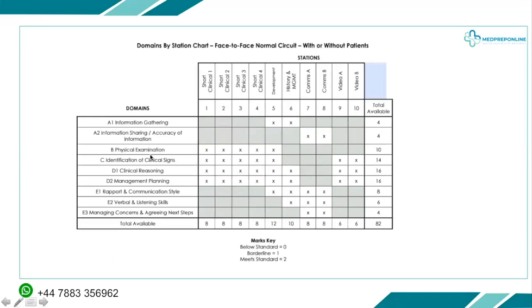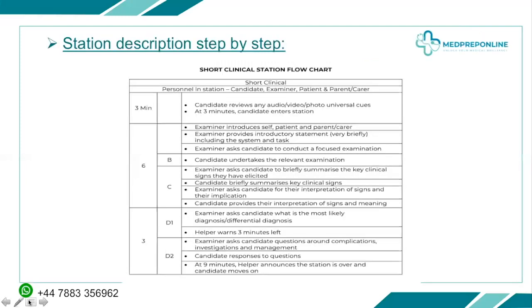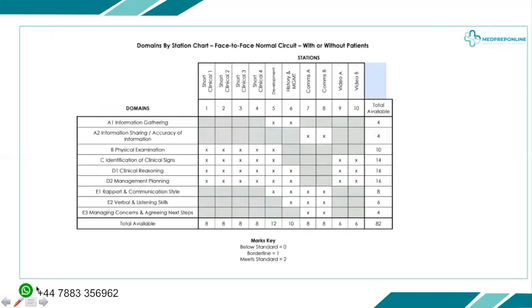You will also have an orientation about the mark sheets, what the examiners are expecting and what they are looking for on that day. So here you can see the domains. There are A1 and A2, which are related to information: one is information gathering, the other is information sharing. B is for physical examination. C is for the identification of the clinical sign. D has 2 again: one is clinical reasoning, the other is management and planning.